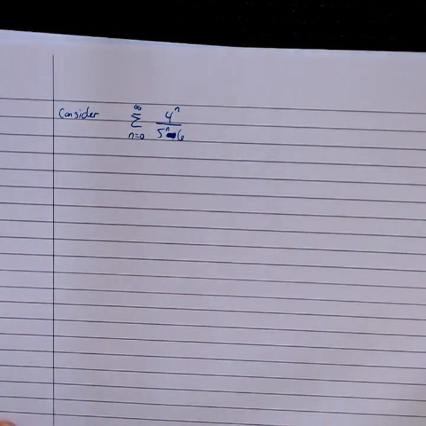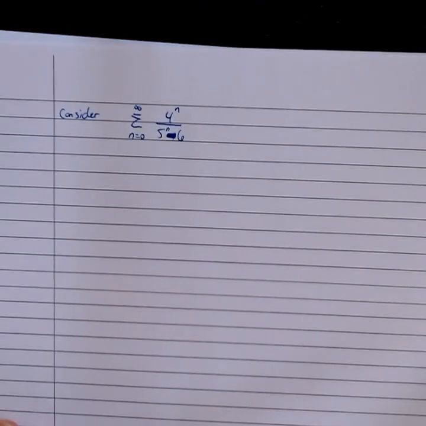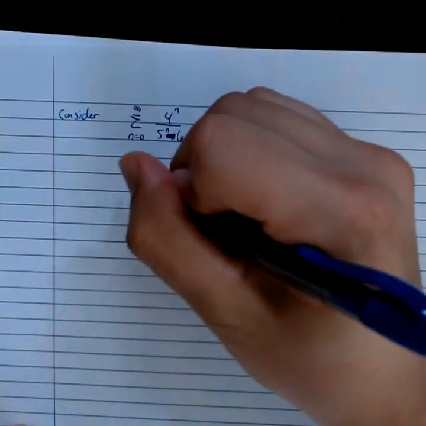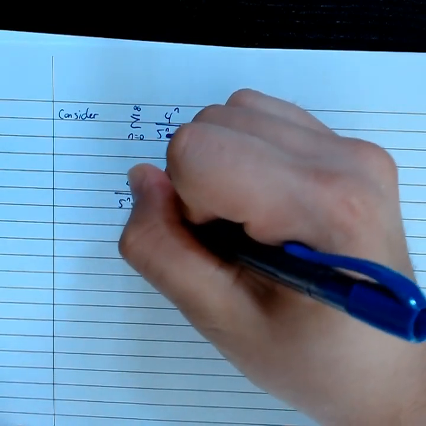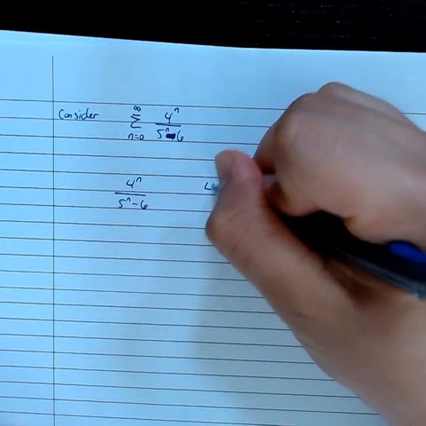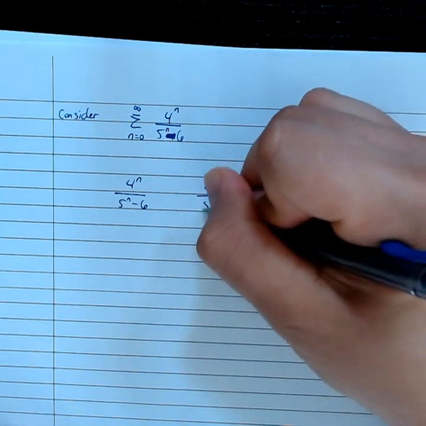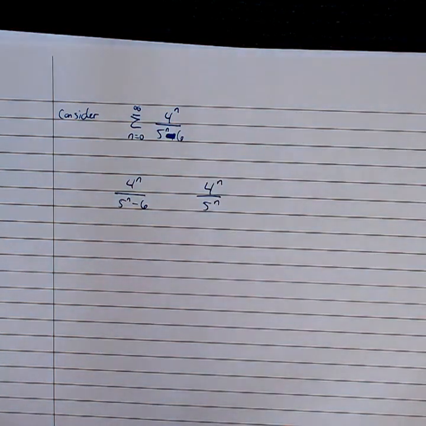All right, so 5 to the power n minus 6. Well, that still really looks like a geometric series. It still looks like 4 over 5 to the power n. So I figure, okay, I'll still go ahead and compare that. So that's going to be 4 to the power n over 5 to the power n minus 6, and I'm comparing that to 4 to the power n over 5 to the power n.